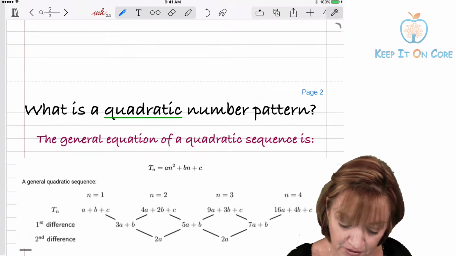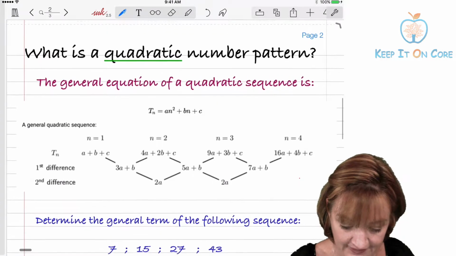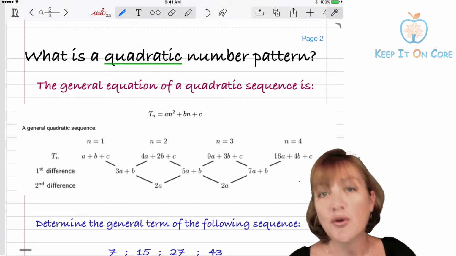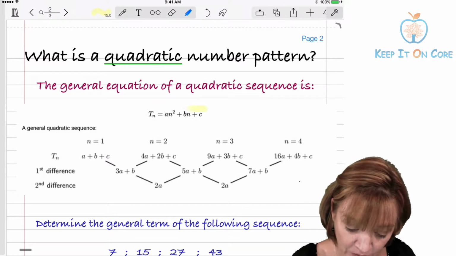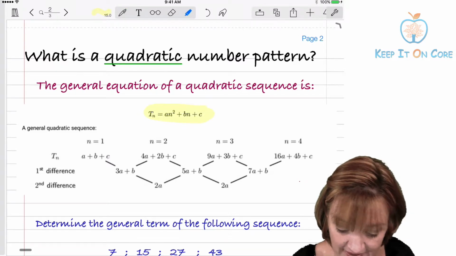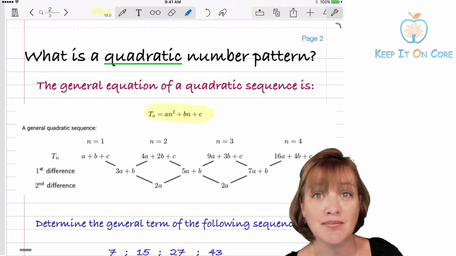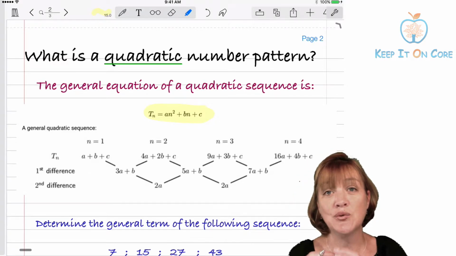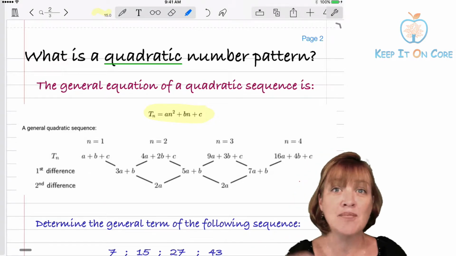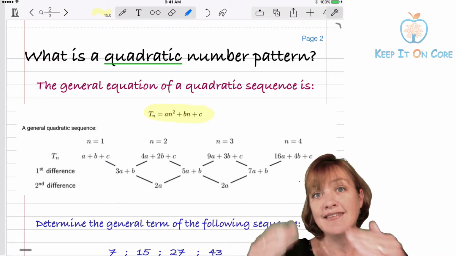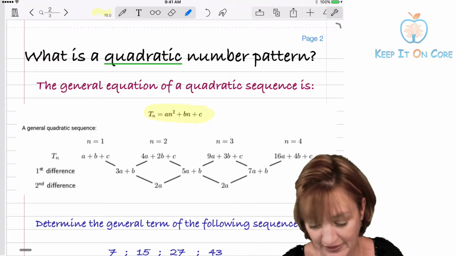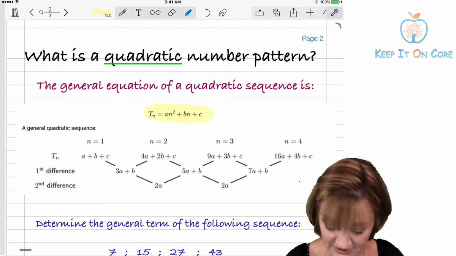So now we're going to move on to quadratic number patterns. We know that a standard quadratic equation is given by the standard form Tn is equal to an squared plus bn plus c. Remember, quadratic means that your n or your x variable has the highest exponent of 2. So whenever it's an n squared equation, you've got a quadratic equation, and this is the standard form of it.